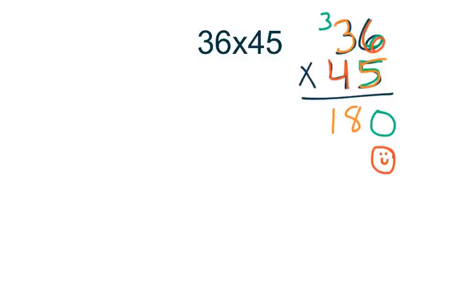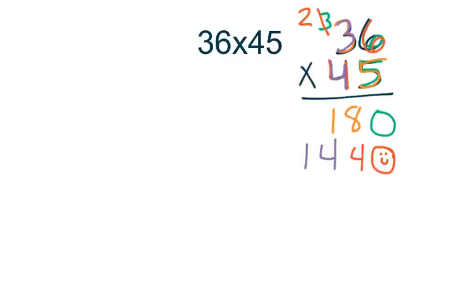4 times 6 gives me 24. I put my 4. I cross out what I had carried before, and I'm going to put my 2, because I'm carrying a 2. 24, I need to carry my 20. Now I'm going to multiply my tens place times my tens place. So 4 times 3 gives me 12, plus 2 more gives me 14. I'm going to bring that down.